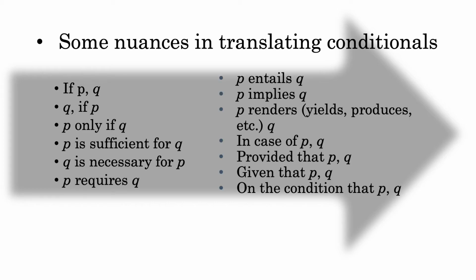But we're not done yet. There's even more ways to express if-then statements. P entails Q, P implies Q, a bunch of what we might call thick verbs, which I'll describe later, like P renders Q, P yields Q, P produces Q, etc. In case of P, Q, provided that P, Q, given that P, Q, and on the condition that P, Q.